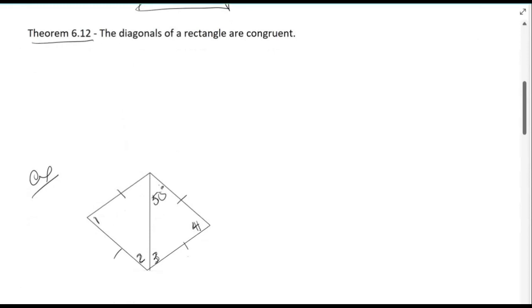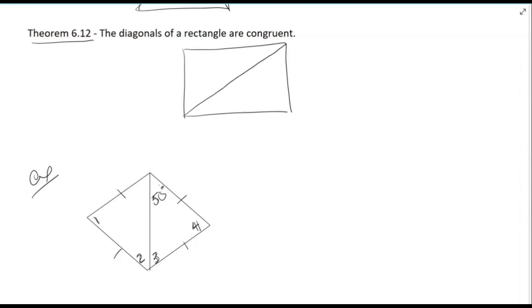Next one, the diagonals of a rectangle are congruent. And that kind of makes sense if you think about it. Because a diagonal there is going to split it in half, and a diagonal there is going to split it in half. And actually, we could prove that this triangle is congruent to this triangle. So those two diagonals are congruent. So that's unique about a rectangle.